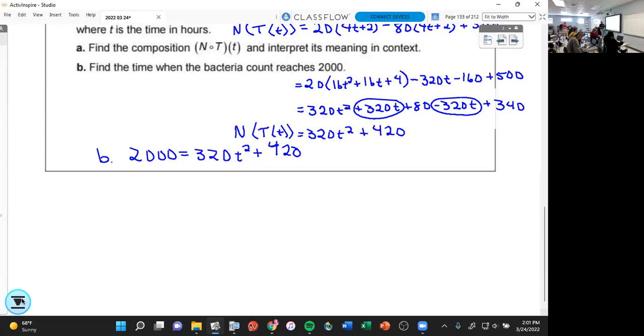Okay. Subtracting 420 from both sides gives us 1,580 equals 320T squared. Next step. Divide by 320. Okay. So I have T squared equals, what is 1,580 divided by 320? 4.9. Give me the whole number.